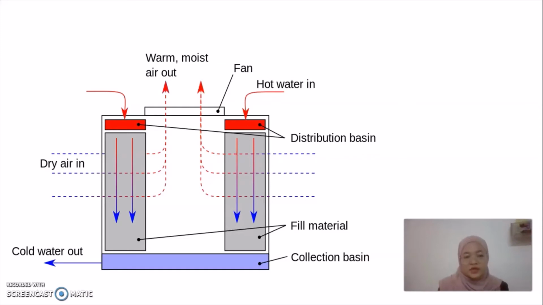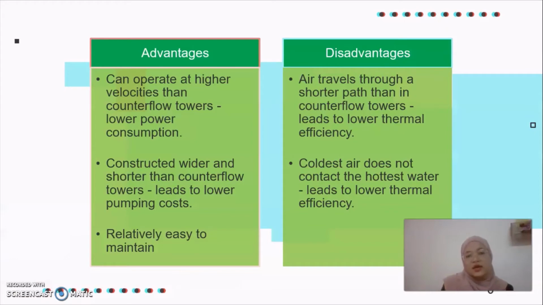So, in this figure, it shows how the cooling tower works. As you can see, there is hot water here that flows into the fill material. And here there is a dry air flow across the hot water. That is why we call it a cross-flow cooling tower. In this cross-flow cooling tower, there is a fan or electric motor drive that functions to draw out the dry air from the tower. Next, this cross-flow cooling tower has several advantages and disadvantages.